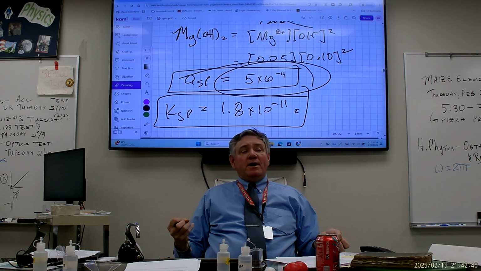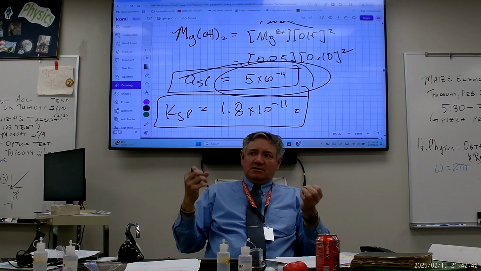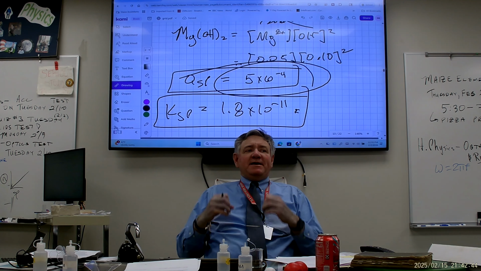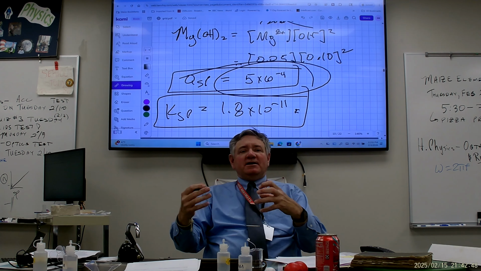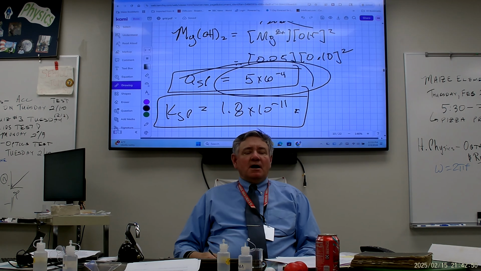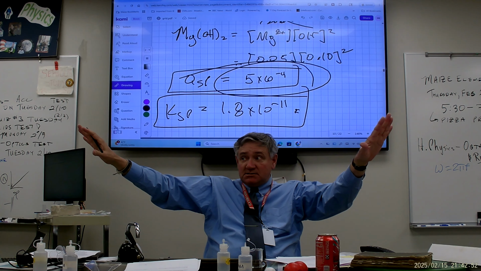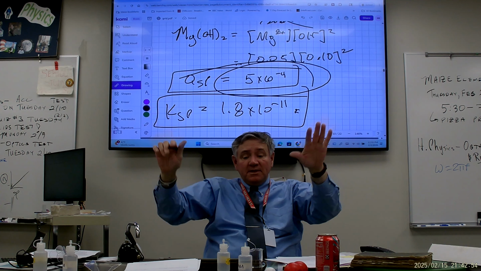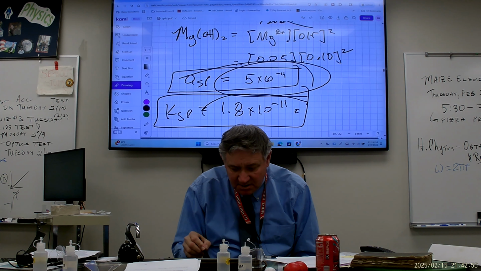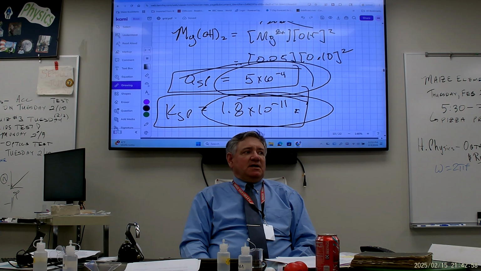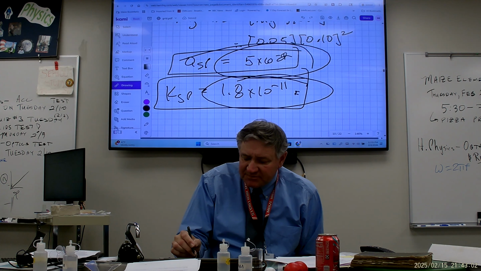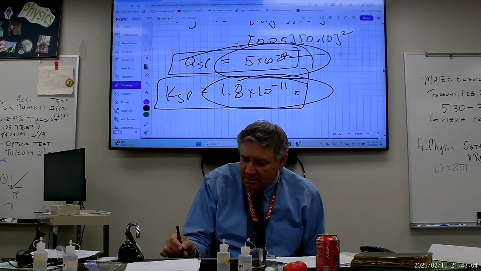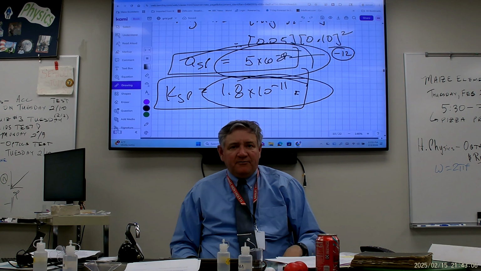So what's the only way Mother Nature can decrease the concentration of the ions? By making what? PPT. A precipitate. So Mother Nature goes, hey, we're going to make a precipitate. I still can have some ions, but only when the ion concentration is 1.8 times 10 to the negative 5th. Now, let's say we did this, and it was 5.0 times 10 to the negative 12.